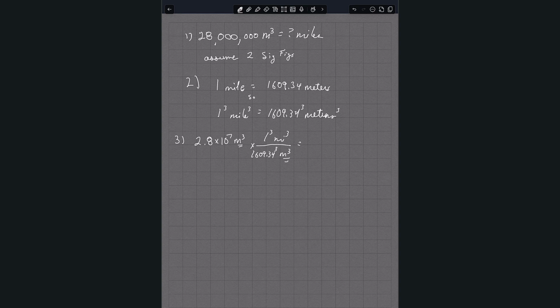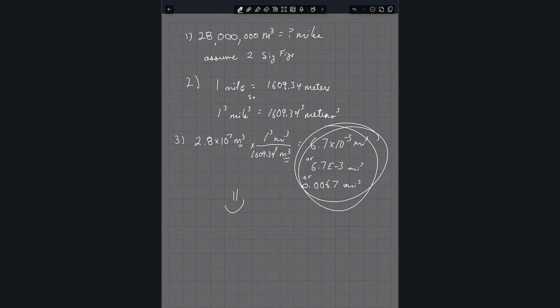Okay. And we just have 6.7 times 10 to the minus 3 miles cubed. Or you can write it like this, if you're typing it in a computer, e to the minus 3, or 0.0067. That's our answer. Now, of course, the units of this is miles cubed because we canceled out the meters cubed. Any of these 3 ways is an acceptable answer to this problem, rounded to 2 significant figures.